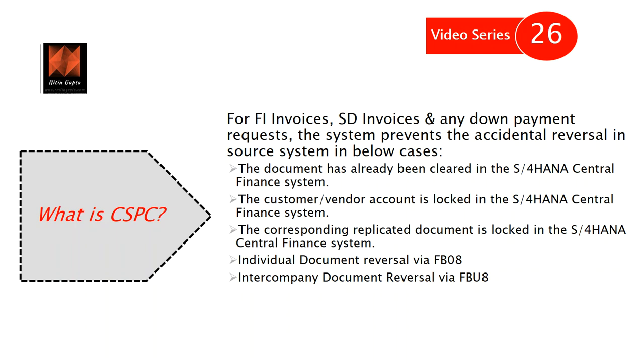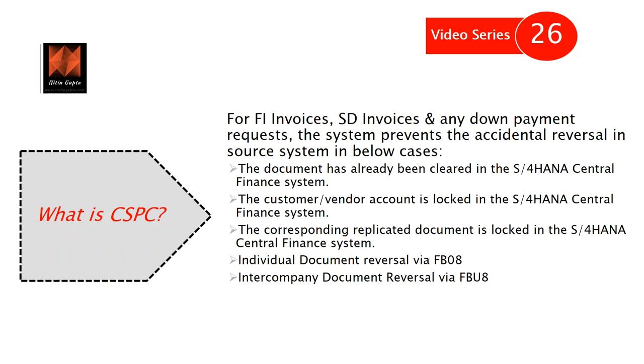Also, for the document which is replicated, for example, in source it is 1 and in S/4 it is 2, the document number 1 is locked. Individual document replication via FB08 works the same way. The same thing happens for any accounting document: if it is posted in ECC and replicated, then the reversal will be blocked. The same thing will happen with intercompany document reversal, which is generally done via FBU8.